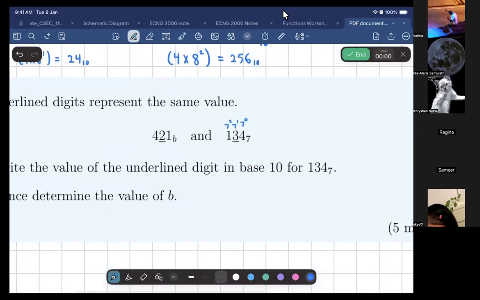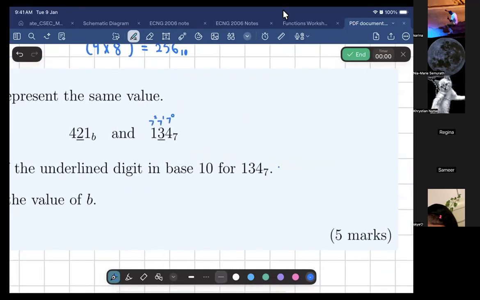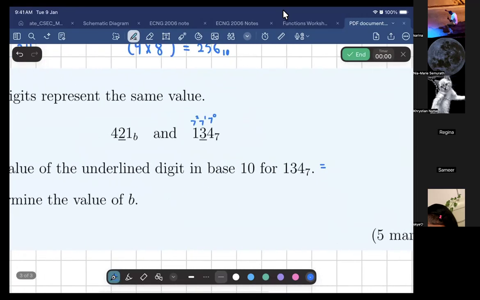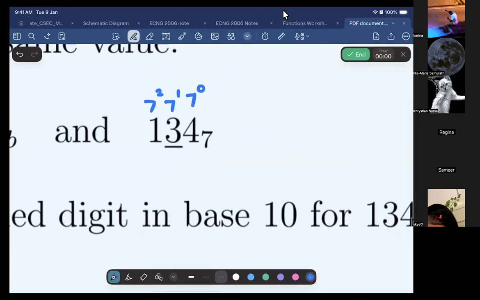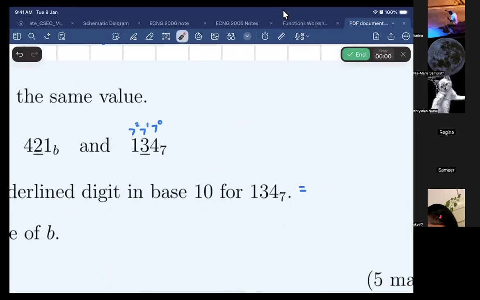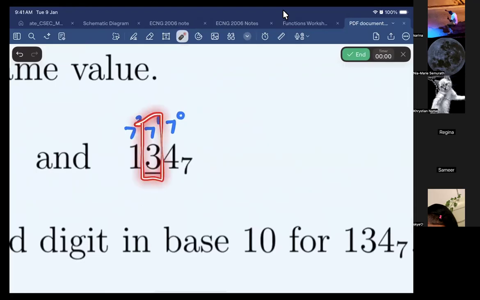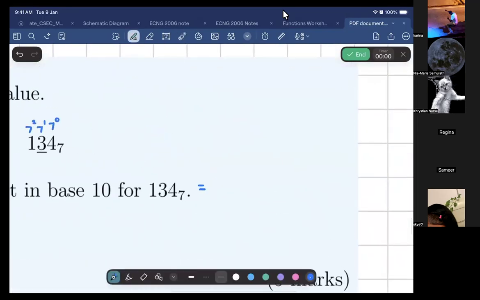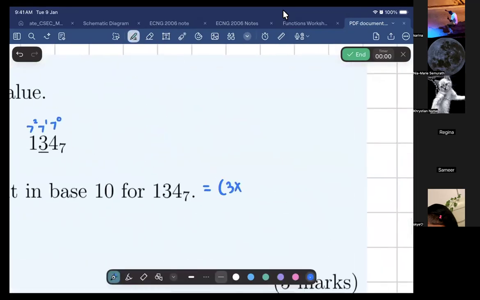So we want to figure out the value of the 3, right? Look at where the 3 is. What is the place value for where the 3 is? 7 to the power of 1. Right. So once you're in this place, every number there is going to multiply by 7. So you have three sevens, right? 3 by 7 is 21.